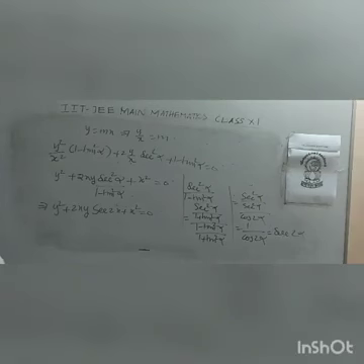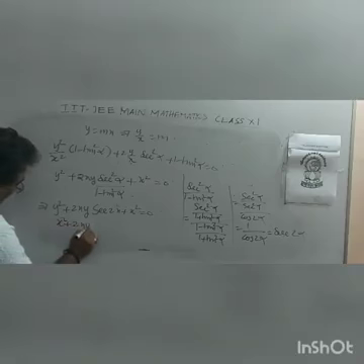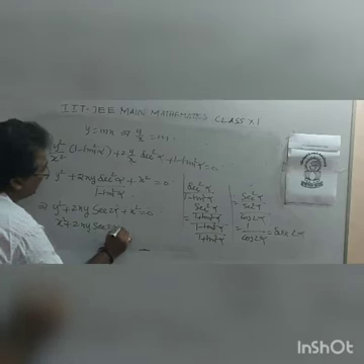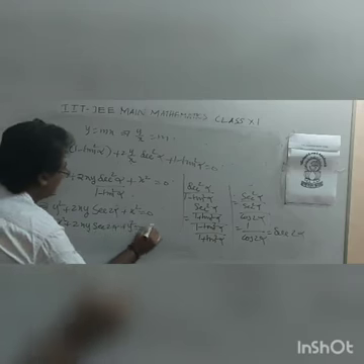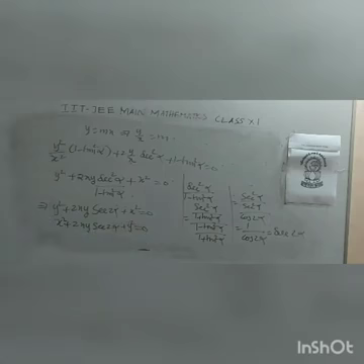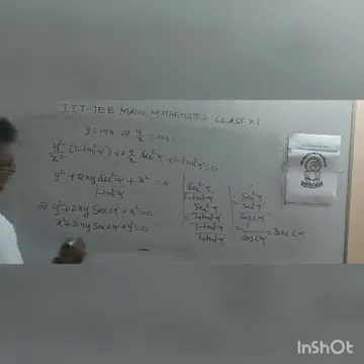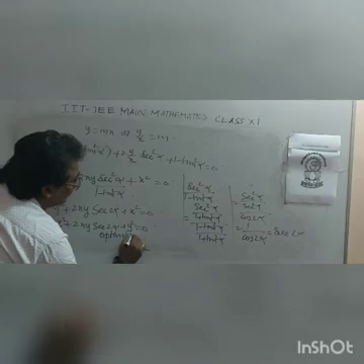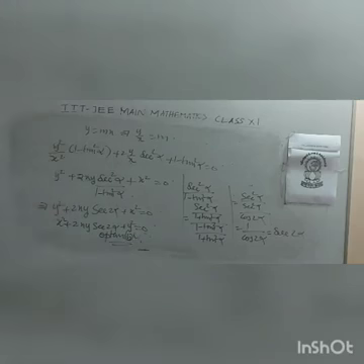So x squared plus 2xy secant 2 alpha plus y square equal 0. So option B is correct.